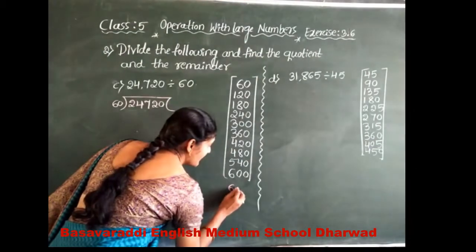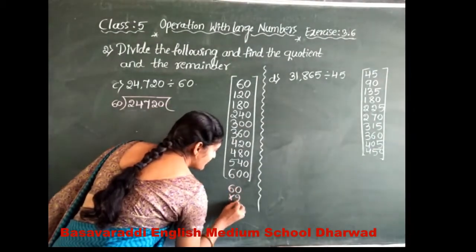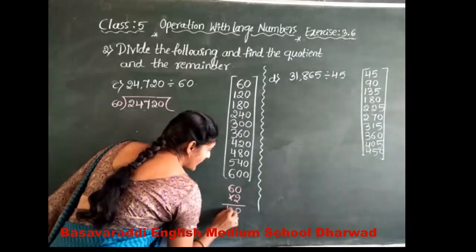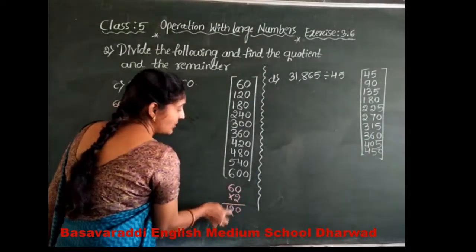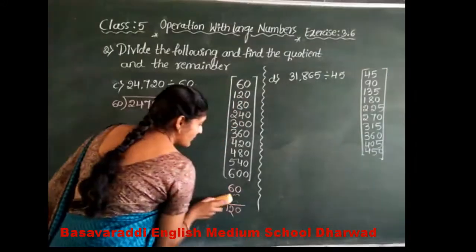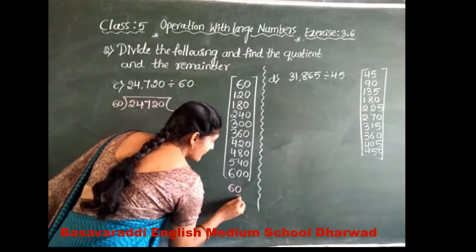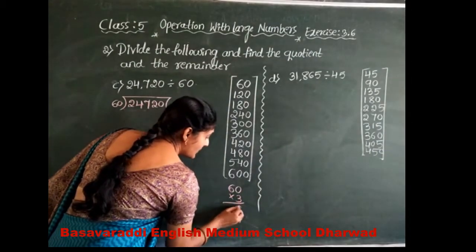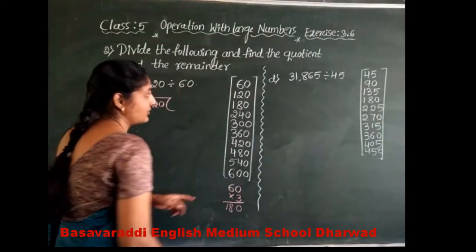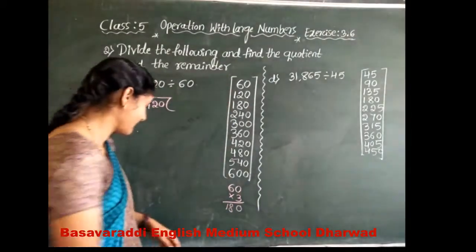Okay, 60 into 2: 2 times 6 is 12, so 60 times 2 is 120. The same as 63: 3 times 6 is 18. It's like this. You have to do the tables there.